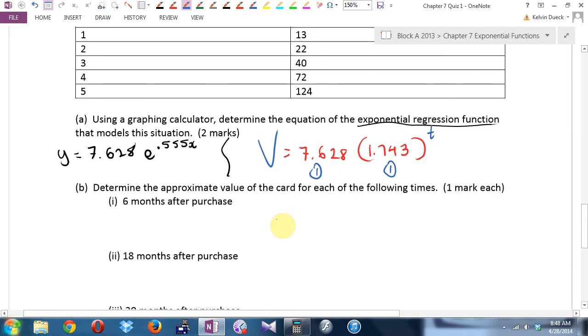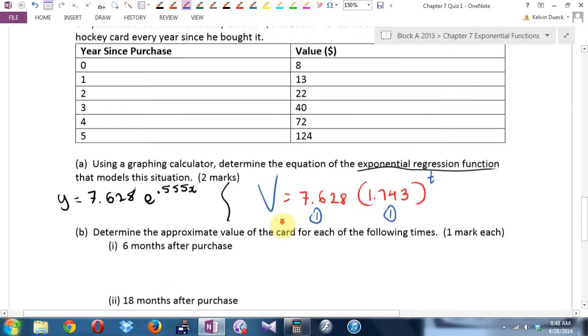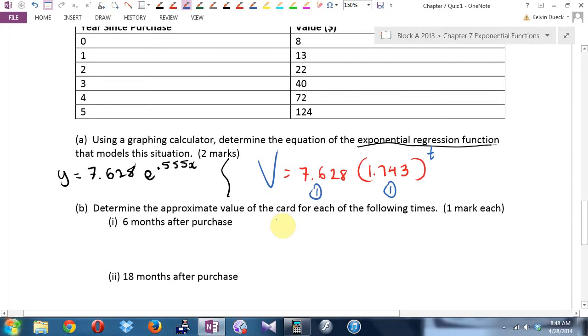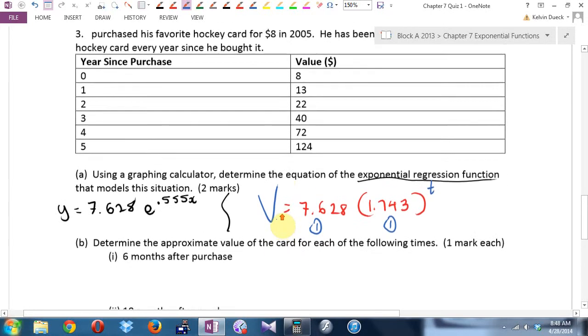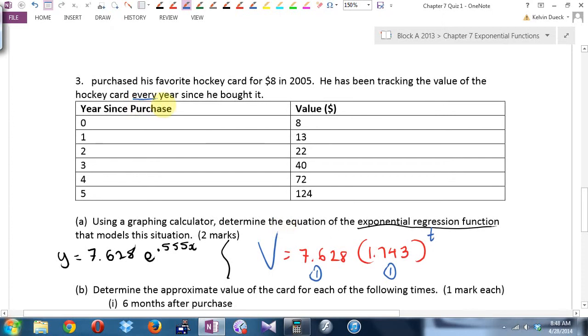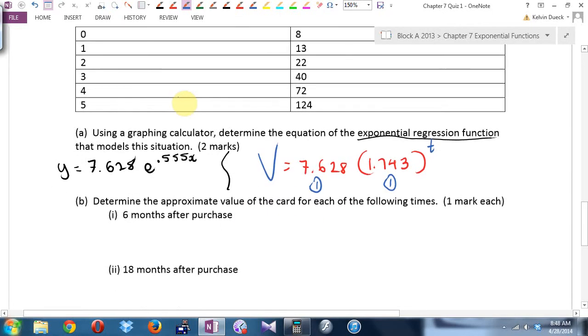Determine the appropriate value of the card for each of the following times. 6 months after purchase. Got a problem. What's the time unit in the data? Every what? So I can't just type in t equals 6. How would I do 6 months as years? Okay, I'm going to let my t value equal 0.5.